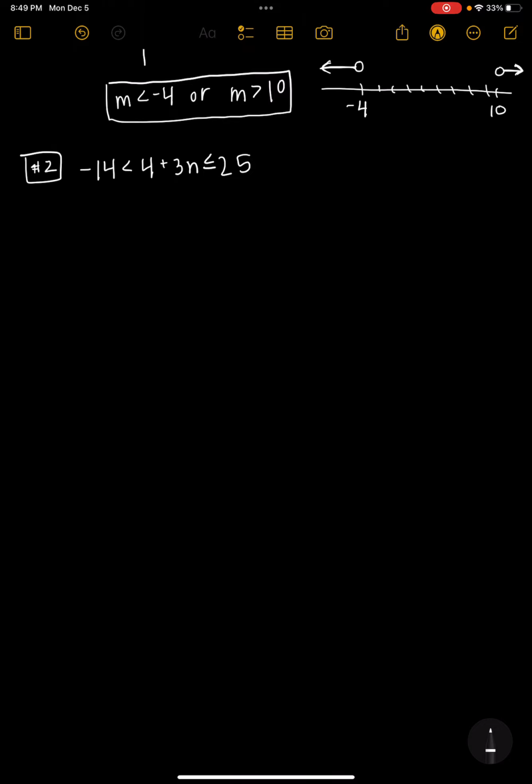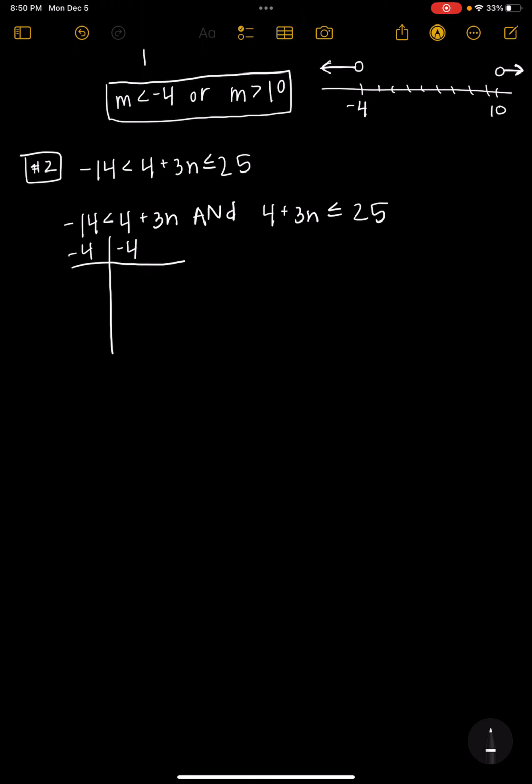When we separate them, we're going to take the first two chunks for the first equation. So negative 14 is less than 4 plus 3n: the very left chunk and then the middle chunk. For the second equation, we're going to take the middle chunk, 4 plus 3n, and set it less than or equal to 25, the last chunk. So you have the middle chunk in both equations, but the end chunks are on either equation. Because we know this is an "and" inequality, I'm going to write the word "and" in between them. Now we solve them separately. On this one, we're going to subtract 4 from each side.